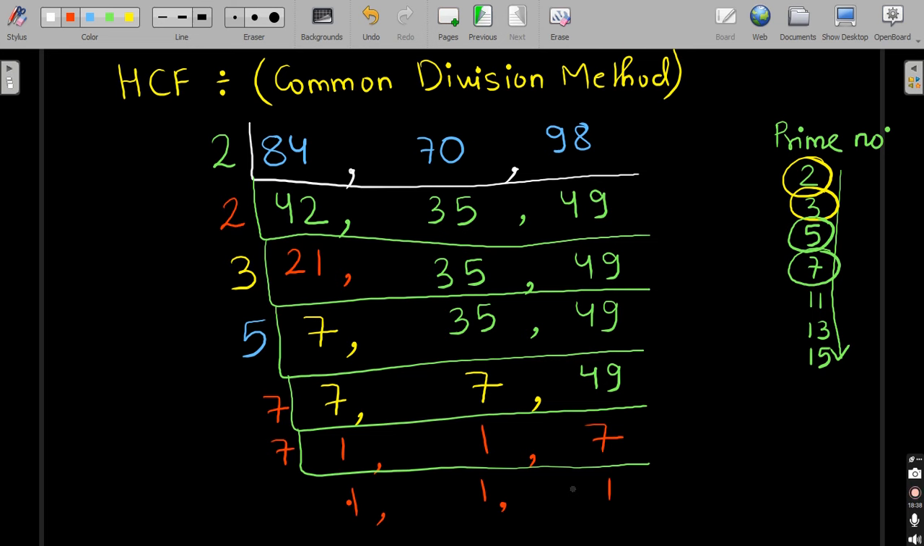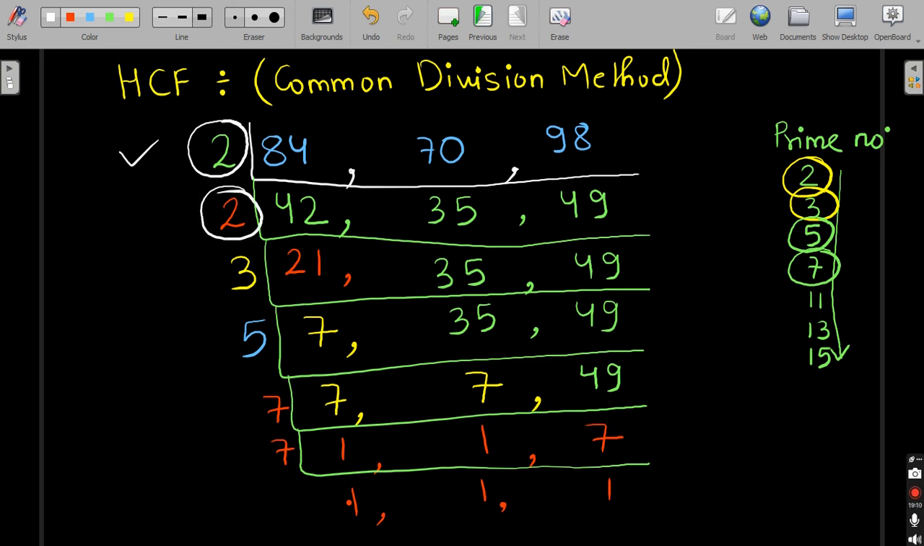Now dear students, how to find the common division method? In this method, dear, one special trick is there also. We need to identify by which number I can divide all these three. As you are able to see here, by 2 I will make a circle, because by 2 I can divide 84 also, by 2 I can divide 70 also, by 2 I can divide 98 also. As you are able to see here, 28. Okay, next to this I can divide. Okay, I will put a tick.